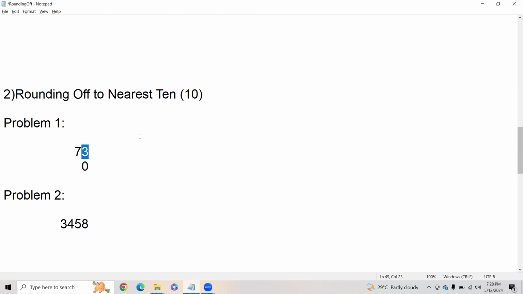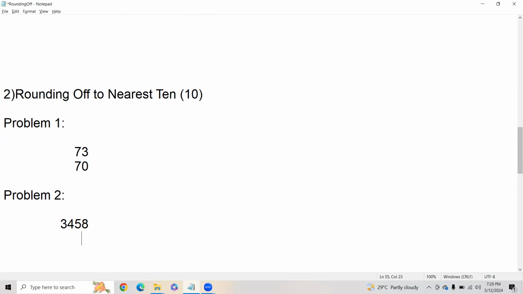So 10 has one zero and the first digit from the right is 3, which is less than 5. So what is our remaining part? The remaining part is 7. As this first digit from the right is less than 5, we will keep the remaining part as is, so we'll put 7. So when you round off 73 to the nearest 10, you get the answer 70. Let's look at the next question.